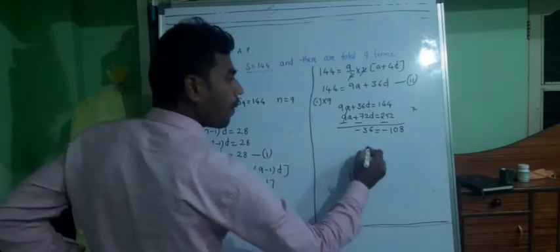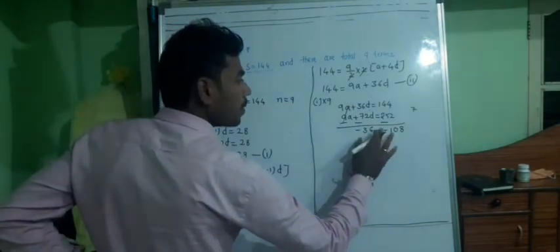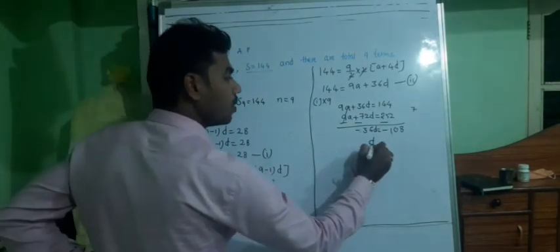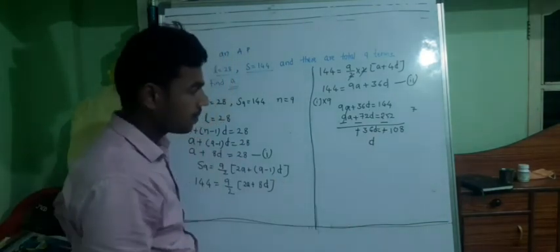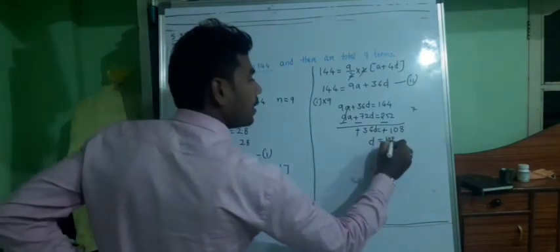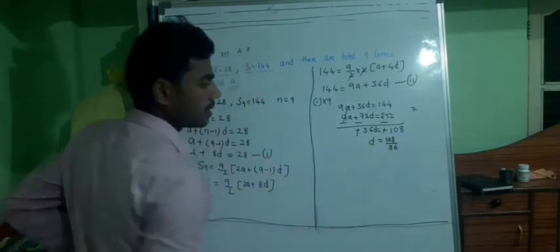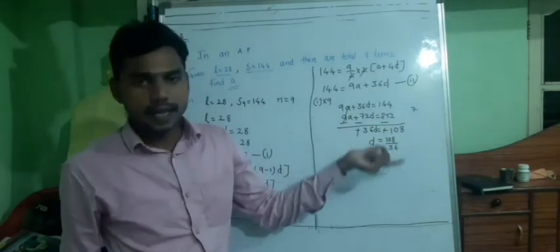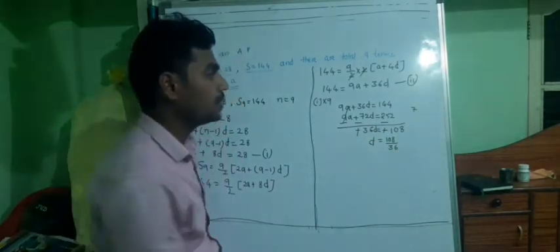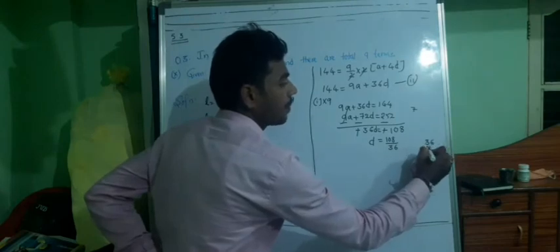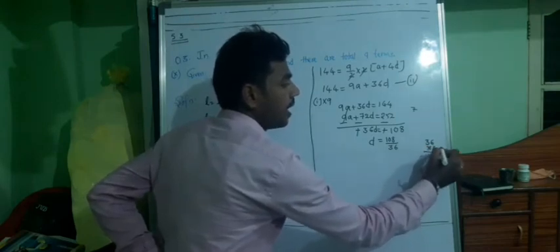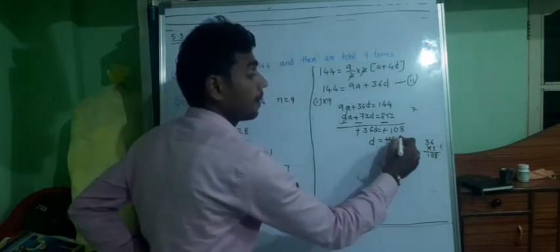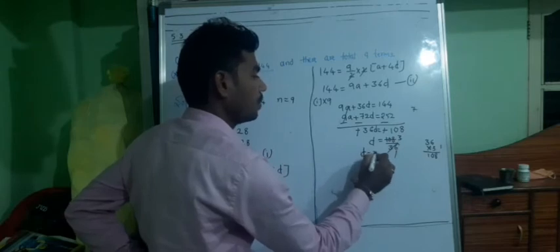Now this is 36D is equal to 108. D is equal to this minus will get cancelled. 108 divided by 36. See, we know that in the 6 multiples, 6 threes are 18, the number is ending with 8. So we should check for 3. 36 threes: 3 sixes are 18, carry 1, 3 threes are 9 plus 1, 10. So 36 ones are 36, threes are 108. D is equal to 3.